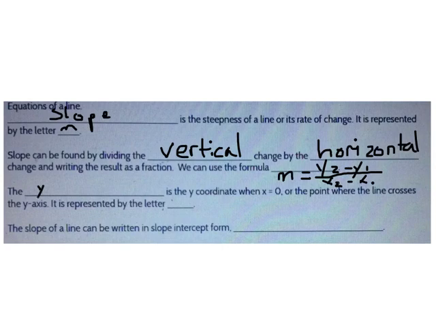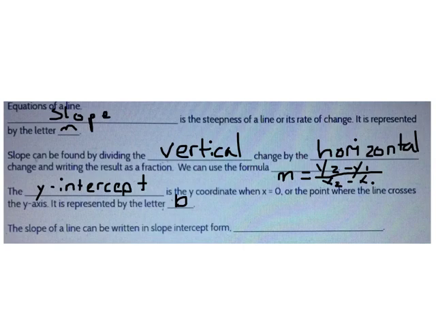The y-intercept is the y-coordinate when x equals 0, or the point where the line crosses the y-axis. It is represented by the letter b.